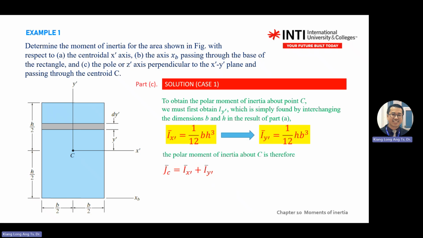So the polar moment of inertia about point C is the sum of these two, Ix plus Iy. You add these two, you get the result.